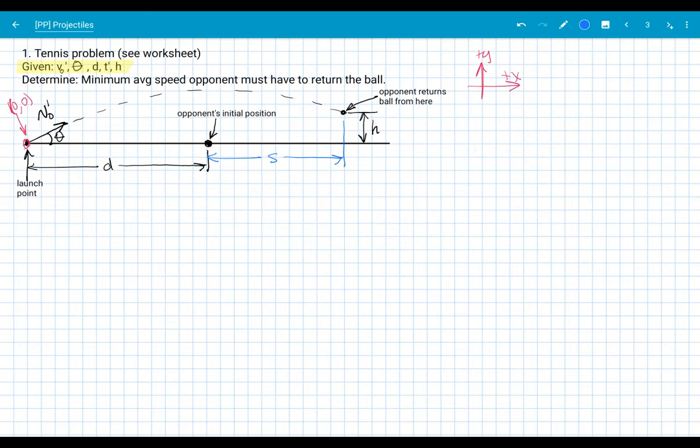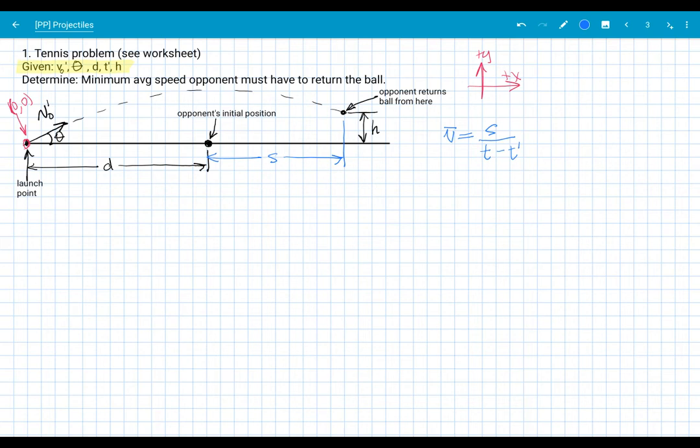I just want to parse that out before we get started because we should always keep our eye on what it is we're trying to find. So her average speed, I'll just call that V bar, for the opponent. I don't want to use an O there because that'll look like V naught. So V bar is the thing we're trying to find. Her average speed is going to be the distance she has to run, which is S, over the time she has to run it in. And that's going to be the time of flight for the ball minus her reaction time, T prime.